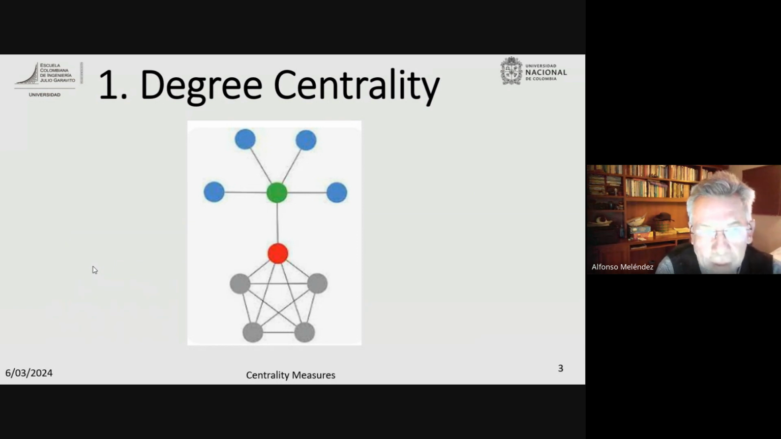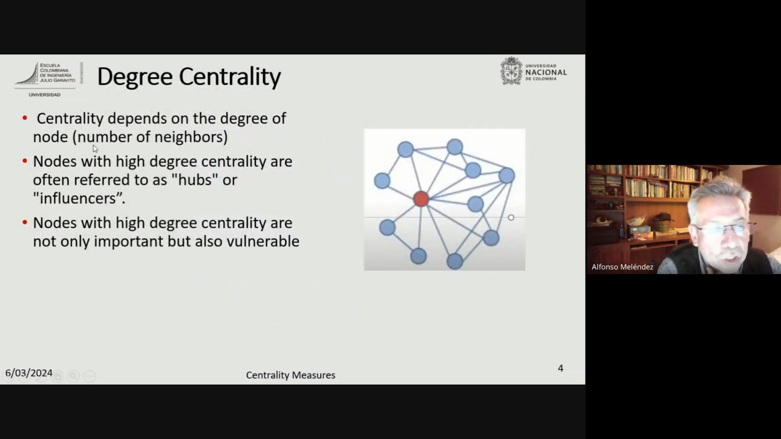And this is the first one, one of the most important centrality measures, and one of the simplest: degree centrality. We are going to measure the importance of a node in a network by its degree. So for example, this node has degree 5, this node has degree 4, and this is the first important measure of a node in a network. It depends on the degree of the node, the number of neighbors. Maybe it's better to talk about neighbors of a node. The number of neighbors is the degree.